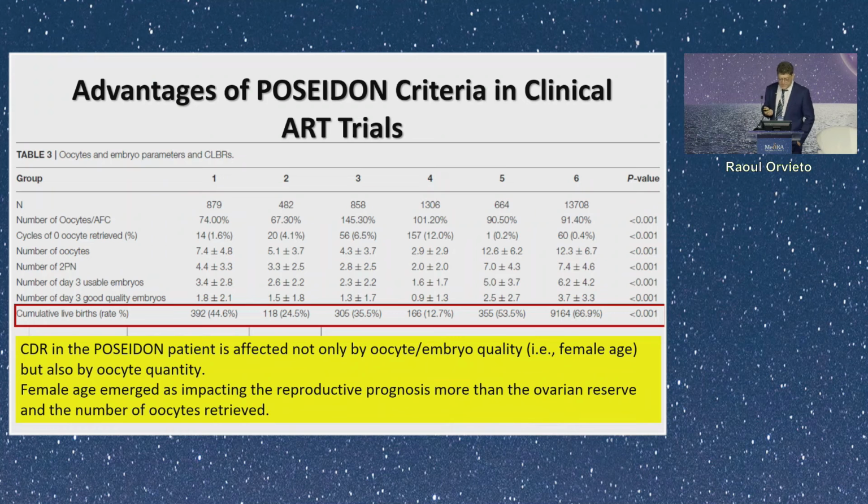Cumulative delivery rate in the POSEIDON patient is affected not only by the oocyte and embryo quality, which is related to age, but also by oocyte quantity. And as was shown in the study, female age emerged as impacting the reproductive prognosis more than the ovarian reserve and the number of oocytes retrieved. Group 3 has a better prognosis than group 2 because they were younger.